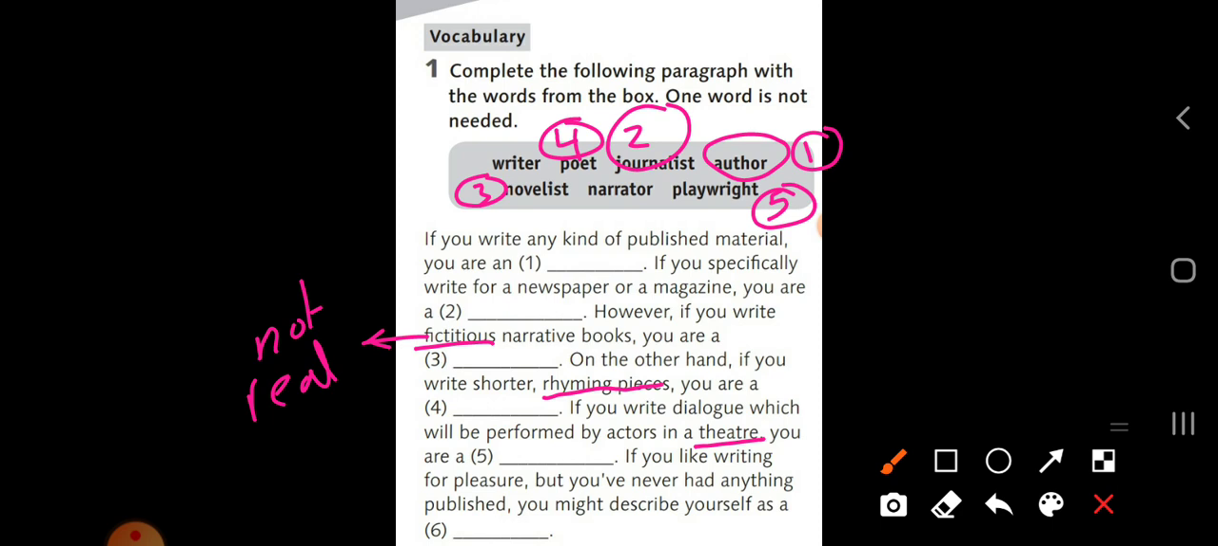If you like writing for pleasure, I have mentioned it at the beginning of explaining the exercise, but you've never had anything published, you might describe yourself as a writer. This is number 6. Okay? So, what is the word that is extra? It's narrator. We haven't used it in the text.